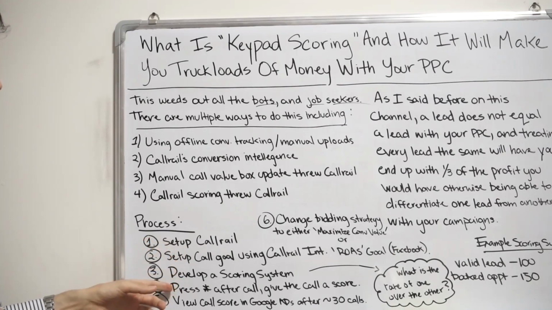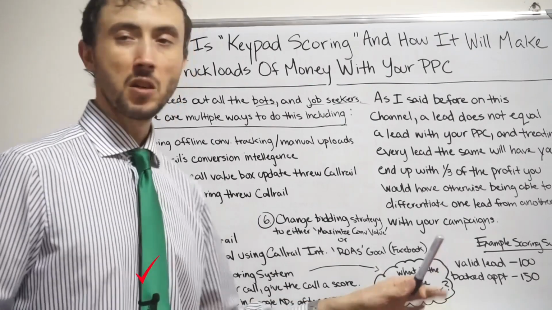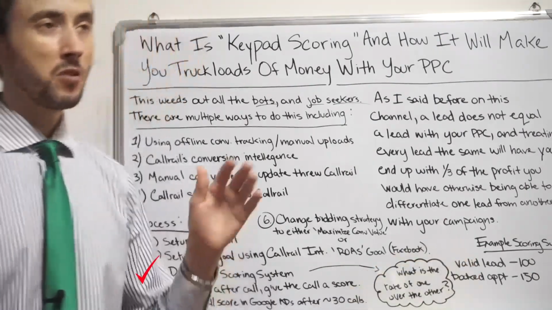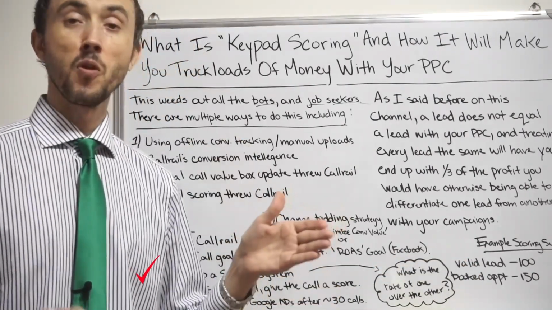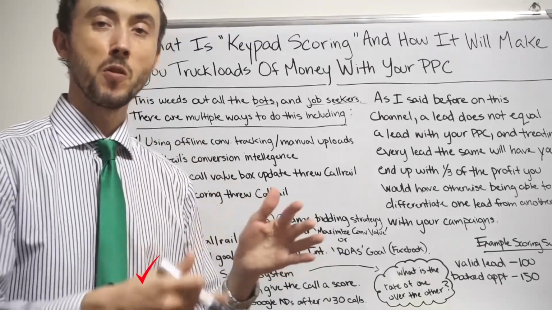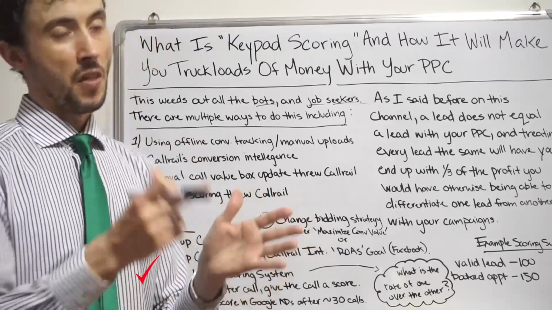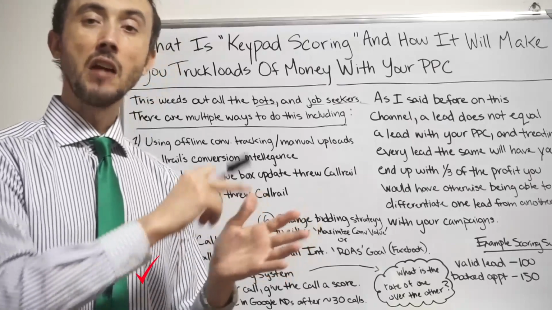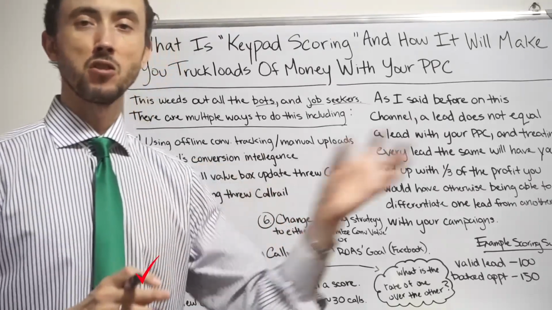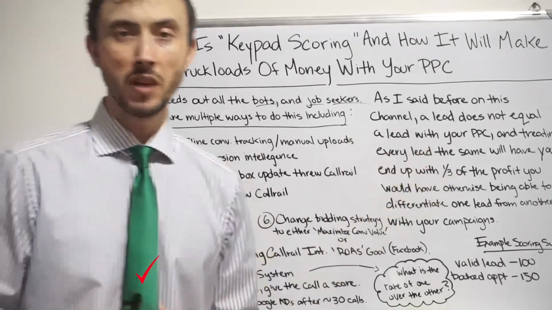Once you've done that, you're going to develop a scoring system. Now, the scoring system would be, after the call is completed, and before the salesperson hangs up the phone or the receptionist hangs up the phone, they've got to hit the star key and then enter a value so that value can show up in your ad account. Now, what value should you send?